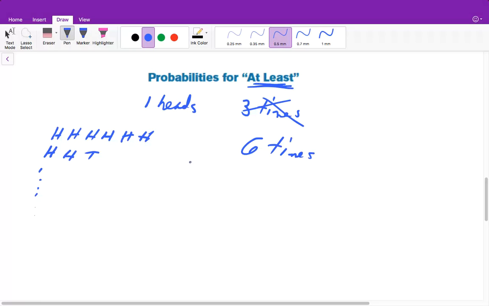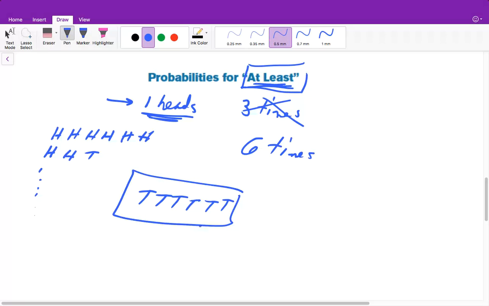So the way you do this is you think about it like this. If we say at least 1 heads, the only time that we do not have at least 1 heads is if we flip tails every single time. Besides that, we would have 1, 2, 3, 4, 5, or 6 heads. So what we do in this probability is find the probability that it doesn't happen, so all tails, and then we take its complement, which is 1 minus the probability of our event.